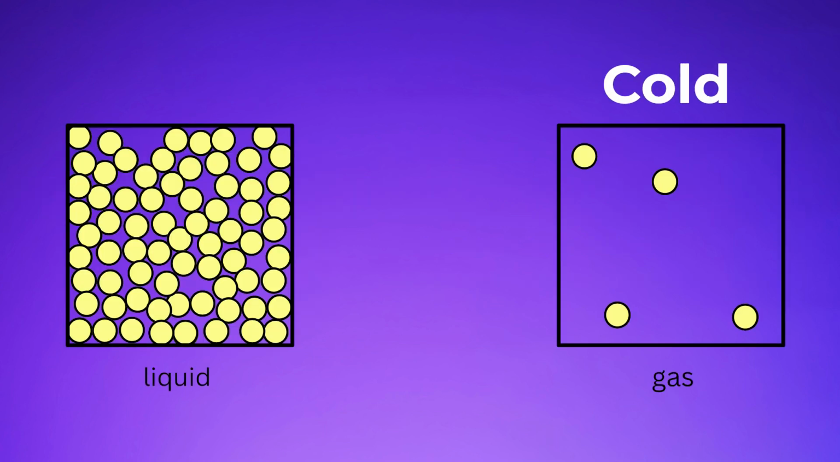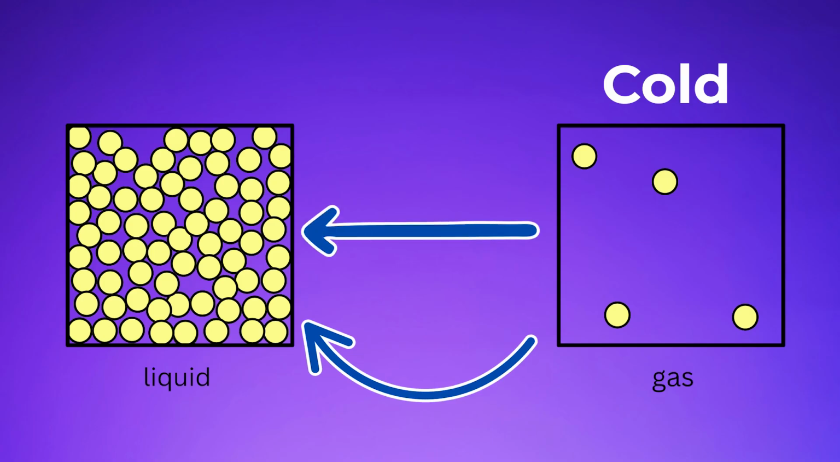If a gas is cooled, the particles eventually move slowly enough that forces of attraction between them start to form and hold them together. As a liquid, this is called condensing.